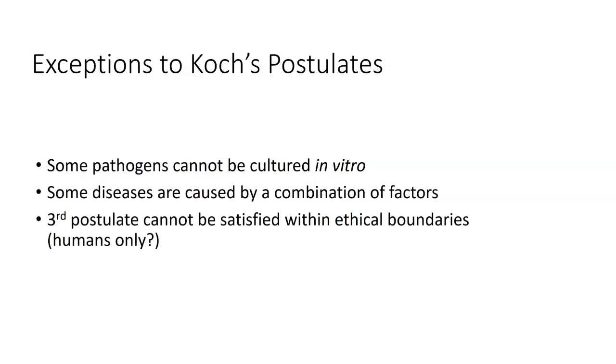Then you've got the third one that cannot be satisfied within ethical boundaries. This is the part about inoculating a healthy, non-diseased host. This past year we had quite a problem with Ebola worldwide, and you really can't go out and take the Ebola virus and inoculate it into somebody to see whether or not it's going to work, because chances are you're going to end up killing them. Therefore, this violates any sort of ethical boundary we use.